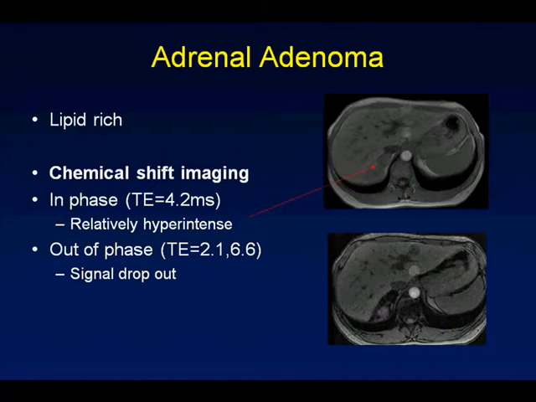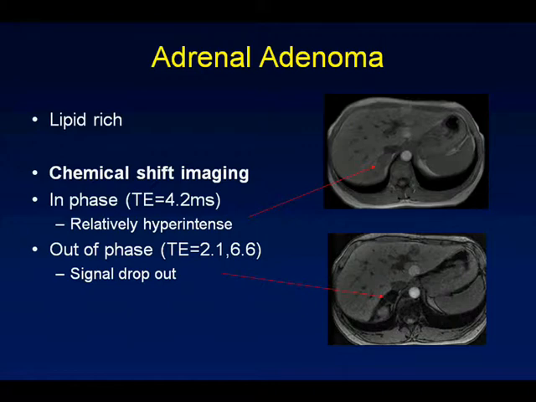So in this case, on the in-phase T1 image, you see a right adrenal nodule. You just do an out-of-phase sequence, which exploits the microscopic fat within the lesion, and the lesion becomes dark. So that's classic for an adenoma. But as I said, nowadays CT can make that diagnosis as well.